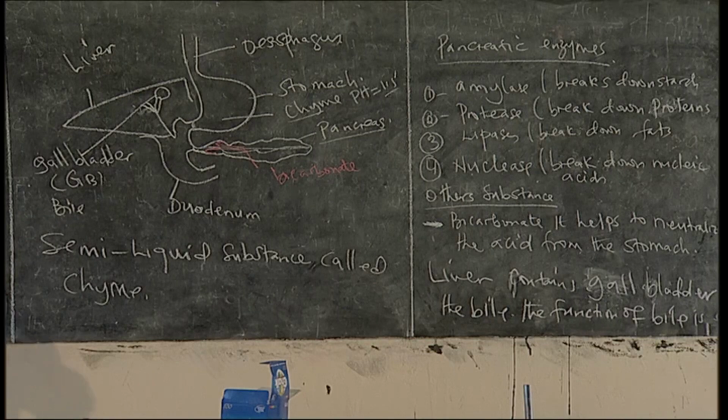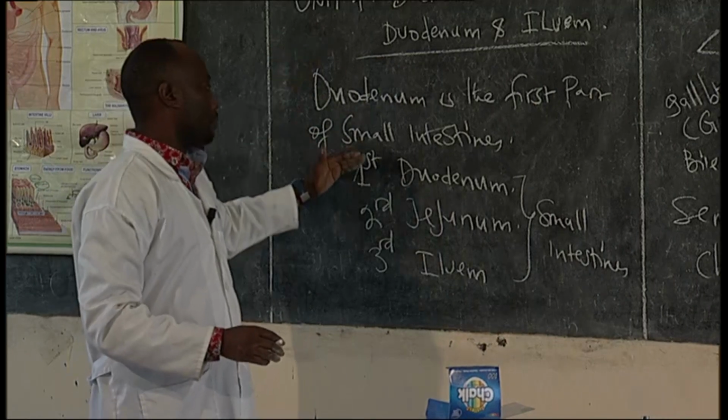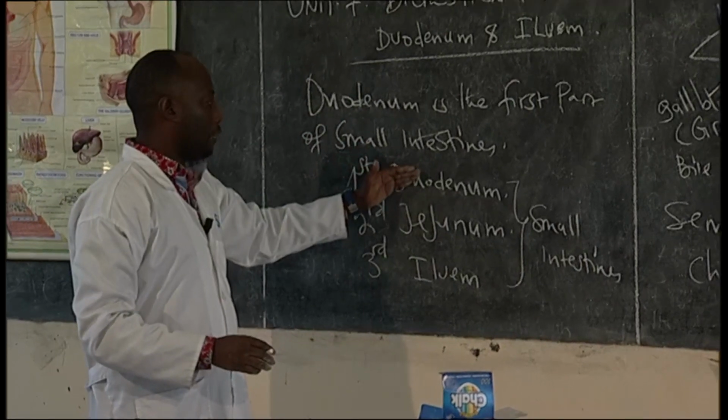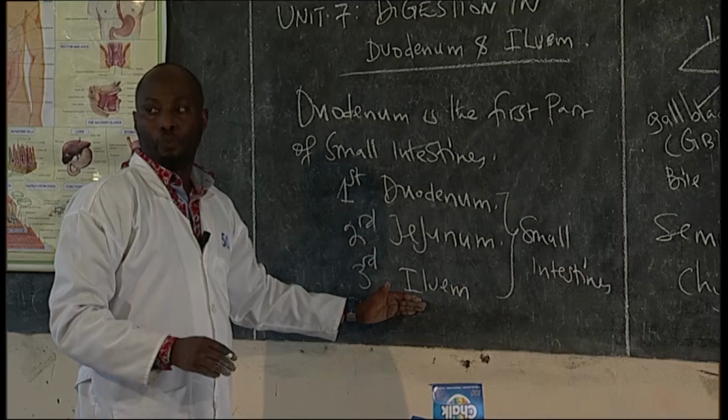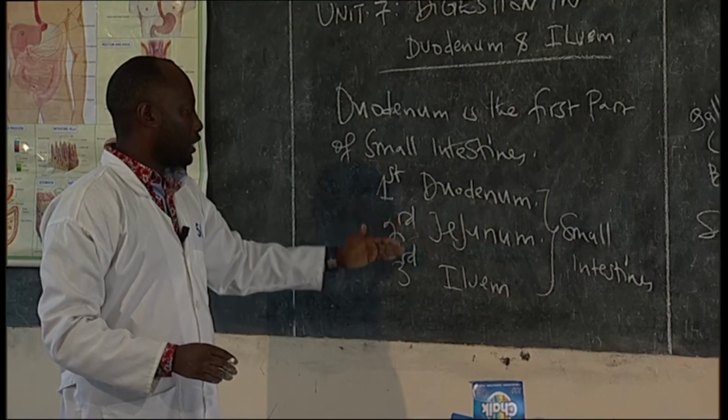So let's talk about digestion in the ileum. Simply, I can summarize it this way. The duodenum is the first part of the small intestine, and the small intestine is made up of three major parts: the duodenum, the jejunum, and the ileum. The first one is the duodenum, the second is the jejunum, the third is the ileum.